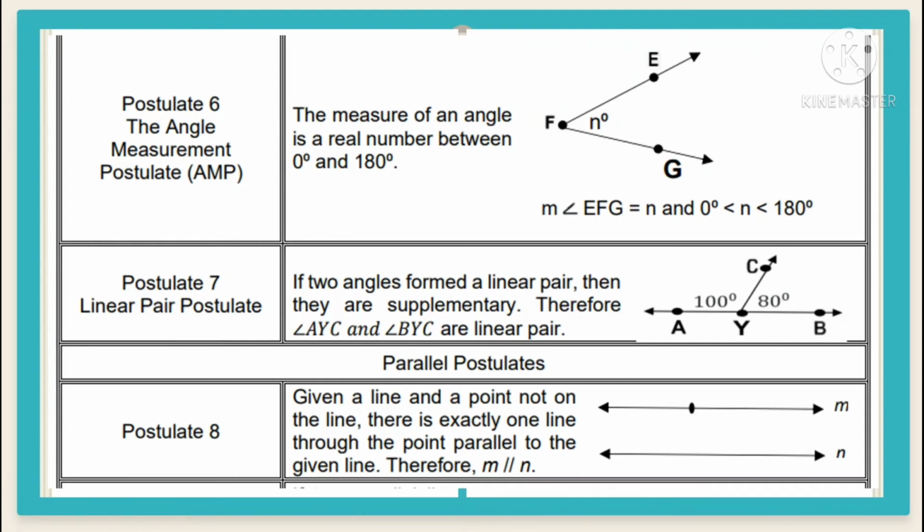Postulate number 7, linear pair postulate. If 2 angles form a linear pair, then they are supplementary. Therefore, angle AYC and angle BYC are a linear pair. Parallel postulate. Given a line and a point not on the line, there is exactly one line through the point that is parallel to the given line. Therefore, M is parallel to N.